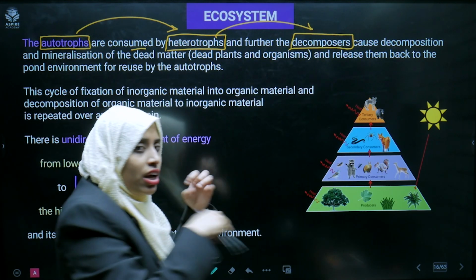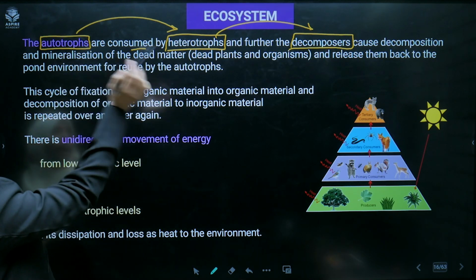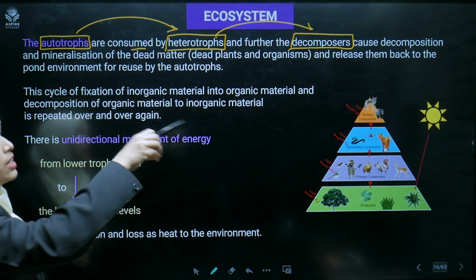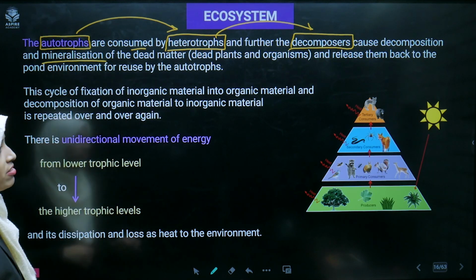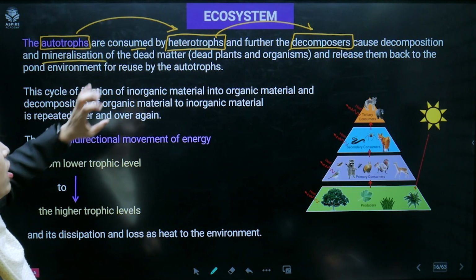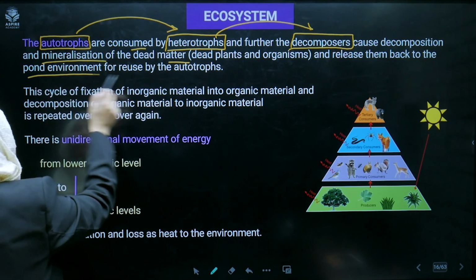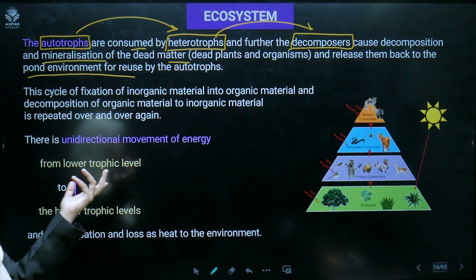उसे decomposers क्या करेगा? Break down करके फिर से soil में वापस दे देगा. And because of this decomposition, mineralization takes place. Decompose dead organic matter, बाद में minerals formation में help करते हैं. ठीक है, mineralization of the dead matter and releases them back to the environment and reused by the autotroph.